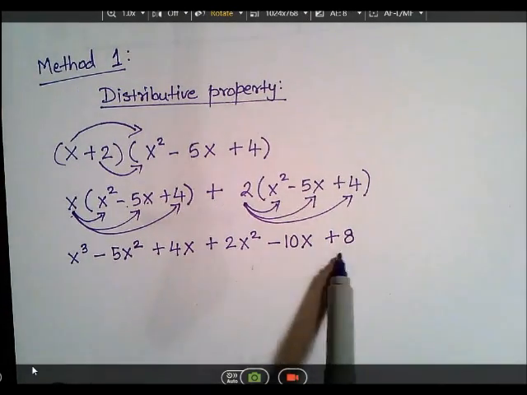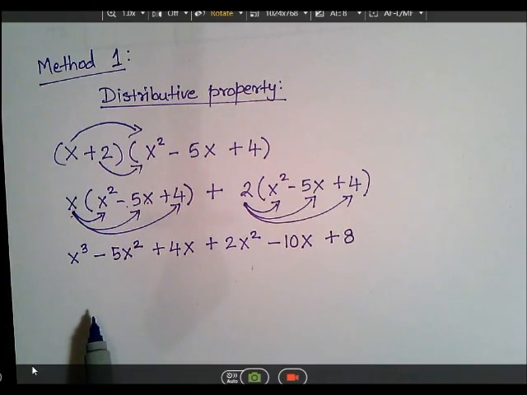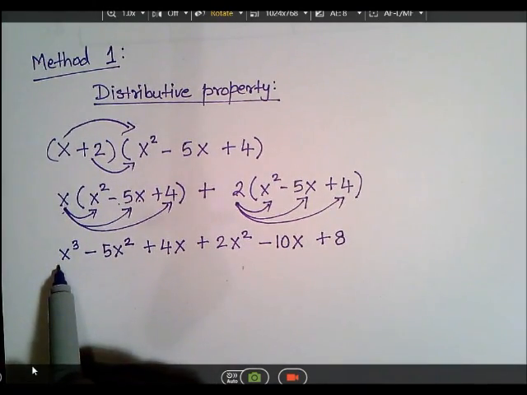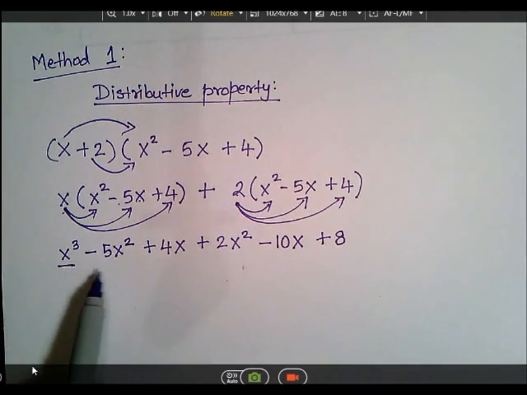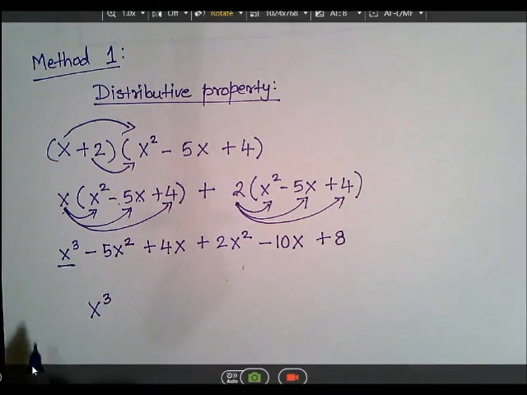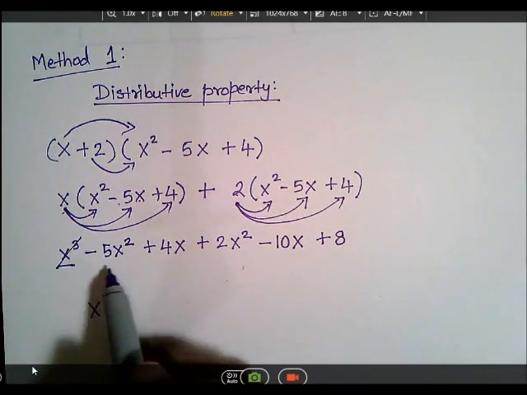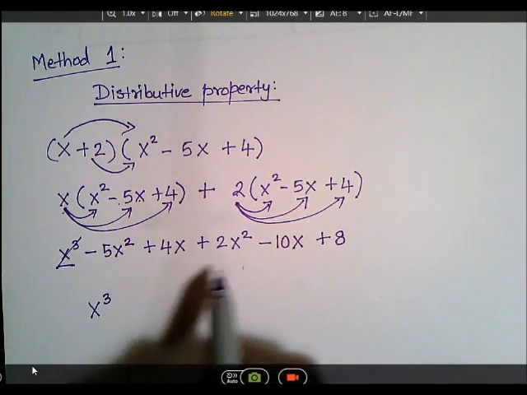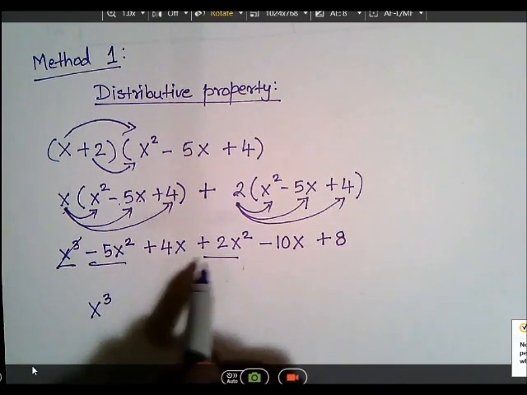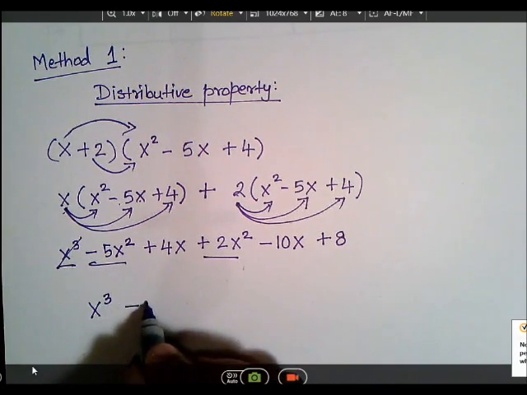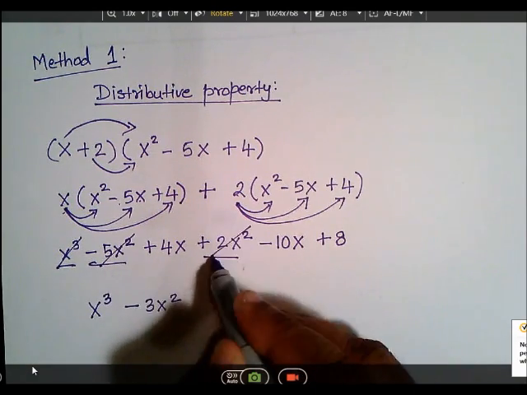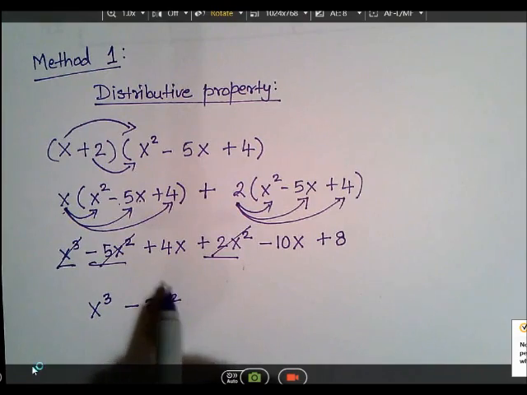I got this. Now I want to see if there are any like terms that I can combine. I see x cubed. I don't have any other x cubed, so I'm going to write it. I see negative 5x squared and a positive 2x squared. So negative 5 plus 2 is a negative 3x squared. Taken care of that. Remember, we did this in our first class.